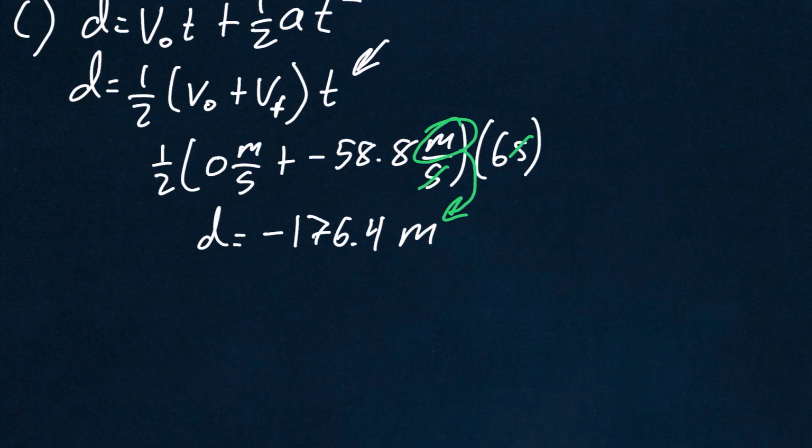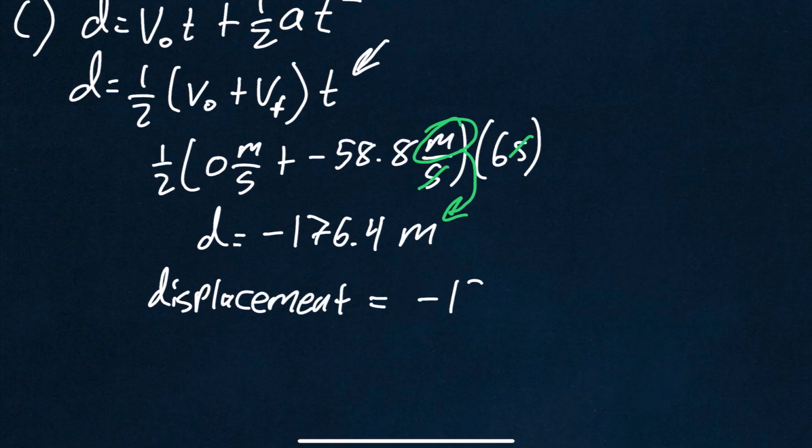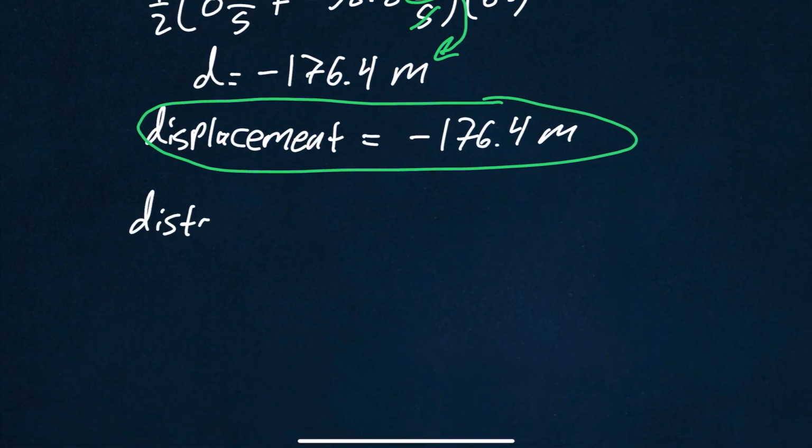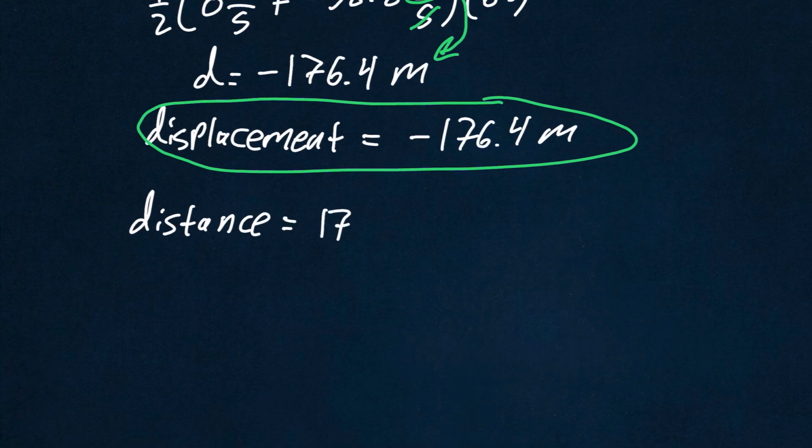So displacement, if you recall, tells us how far an object has moved and also in what direction it has moved. So based on that, displacement does have a positive or negative symbol attached to it. Our answer for displacement is negative 176.4 meters because the ball moved in the downward direction due to gravity. Distance, if you recall, is always positive because distance only tells us how far an object has moved and doesn't tell us anything about which direction. So distance is positive 176.4 meters.